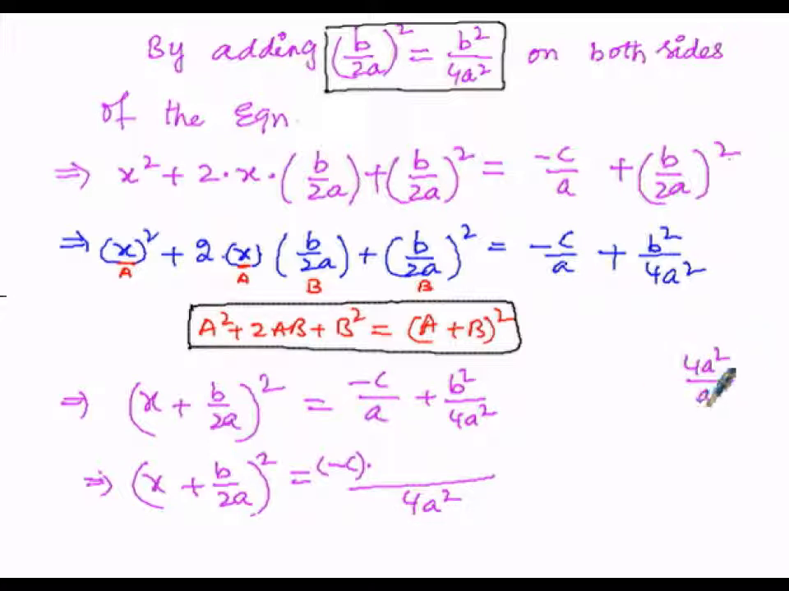Here 1a and 1a get cancelled, that is 4. Here a power m divided by a power n we can write as a power m minus n, so a to the power of 2 minus 1 is just a, that is 4a. Or in other words, a into 4a is 4a square, plus the numerator b square is written as it is, into 4a square divided by 4a square, which is 1s. So 4a square 1s is 4a square. We can write this as rough work.